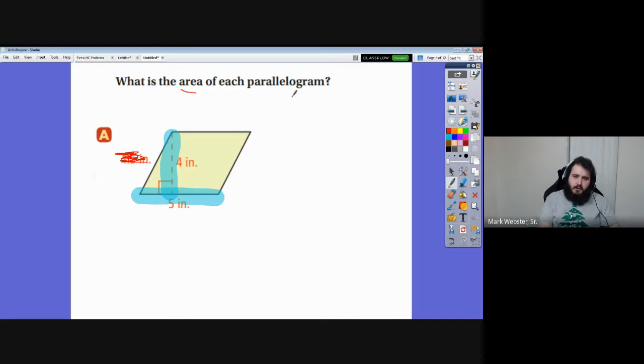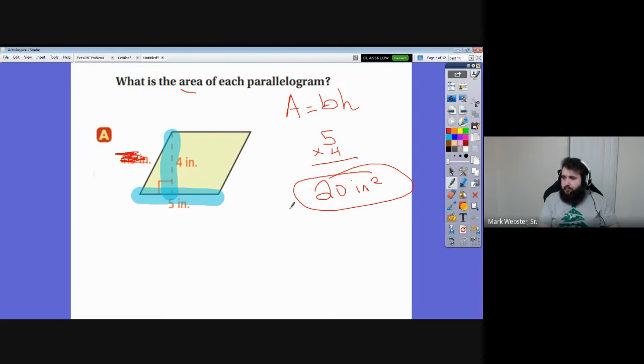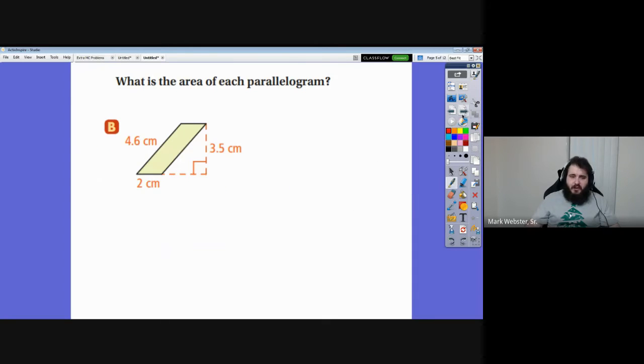So once again, I'm writing out the formula. Area equals base times height. What's the base? 5 inches. What's the height? 4 inches. What's 5 times 4? 20 inches squared, right? All right. Well, then, in that case, it is your turn. I'm going to put 2 minutes on the clock. Make sure you are capable of doing this.